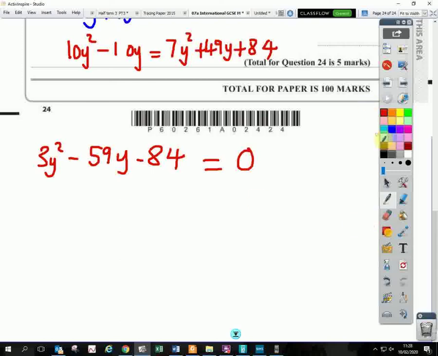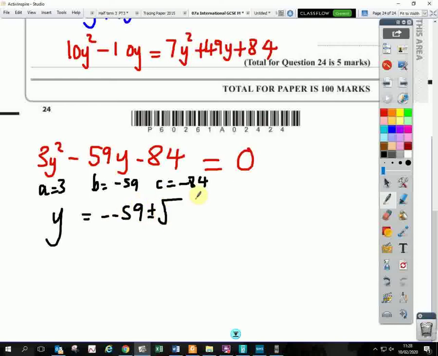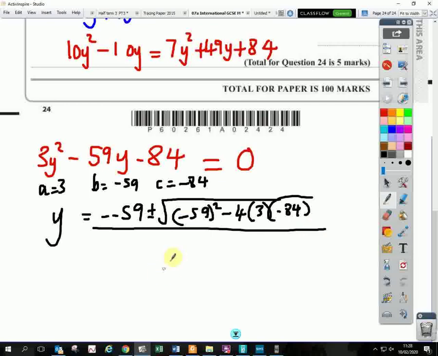We can solve that using the quadratic formula, but just make sure you write y equals and not x equals. So a is equal to 3, b is equal to negative 59, and c is equal to negative 84. We'll substitute into the formula. So it's minus b, so it's minus minus 59, plus or minus the square root of b squared, and we write that in brackets, squared on the outside of the brackets, minus 4 times 3 times negative 84, over a very long fraction line, 2 times a. We type this into the calc.